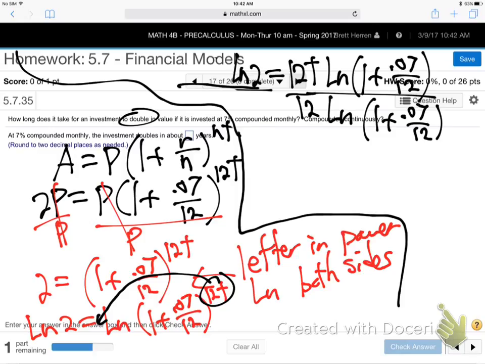So divide on both sides by 12 ln of 1 plus 0.07 over 12. The 12s cancel, the ln's cancel. T is alone. Hit the buttons on your calculator, all that big old mess. It'll tell you T. Anybody got it? How many years?